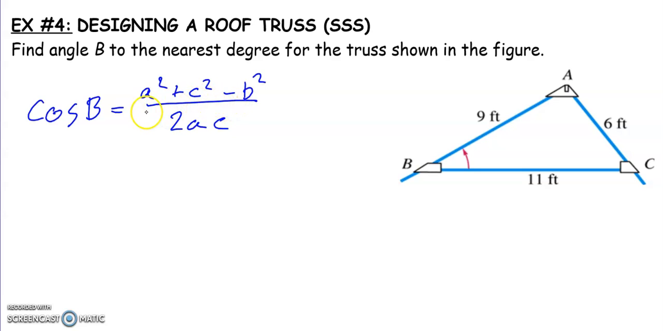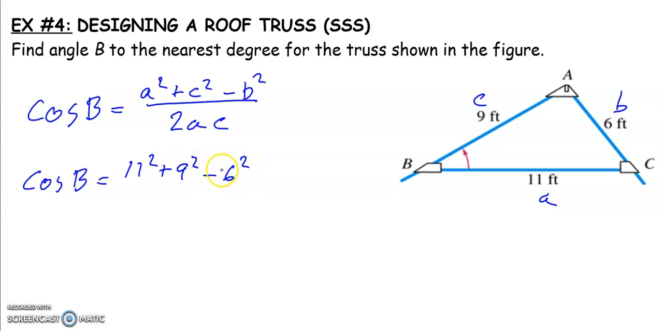Alrighty, so let's plug in our values for a, c, and b. So the cosine of angle B is going to be, there's my little a, there's my little b, there's my little c, because they are all opposite of each other, 11 squared plus 9 squared minus 6 squared. It's important that we know which ones are a, b, and c, because one of them will be subtracted and one of them is not on the bottom. It's important to know which one is b, because that's the one opposite.